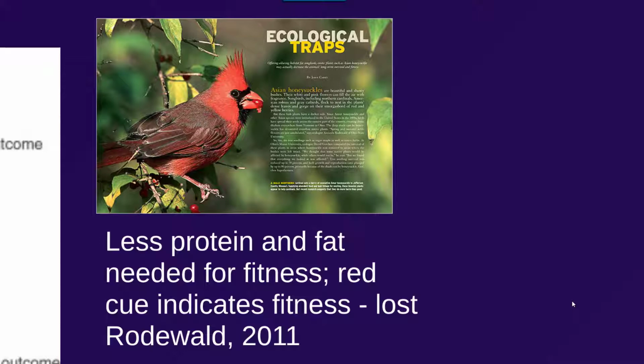So this particular population of birds still has that dark red cue to them. However, their intake of protein and fat is drastically reduced, which means that their level of fitness is not as high. And so essentially that red cue, which is supposed to indicate fitness, is lost. Or it's mitigated, I should say. Not quite as useful in selecting a mate. And they found that there's an overall reduction in the number of nests as well for this particular species.